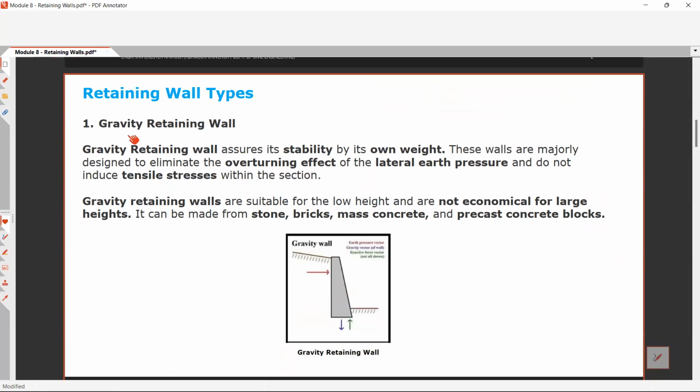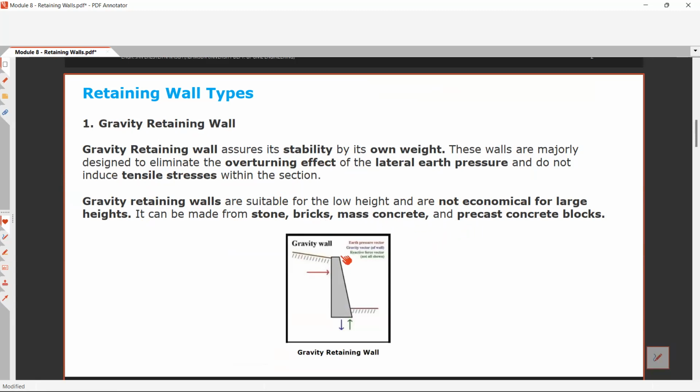So what are the different types of retaining walls? Number one, we have the gravity retaining wall. A gravity retaining wall assures its stability by its own weight. The walls are majorly designed to eliminate the overturning effect of the lateral earth pressure and do not induce tensile stress within the section. Gravity retaining walls are suitable for low heights and are not economical for large heights. They can be made from stone, bricks, mass concrete, and precast concrete blocks.